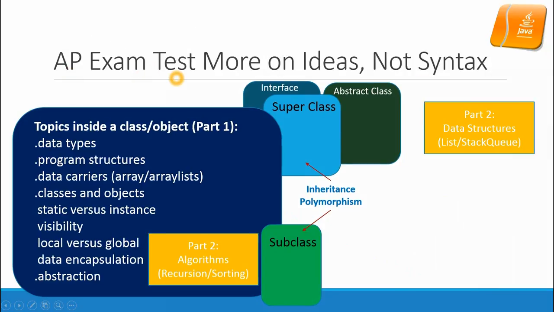The AP exam tests more on ideas, not the syntax. Part 1 is the essential part for the AP exam. In Part 2, including the data structure and algorithm study, we also need to study these topics in object-oriented programming. The graphic part is important, but usually it's not a centerpiece for the AP exam.